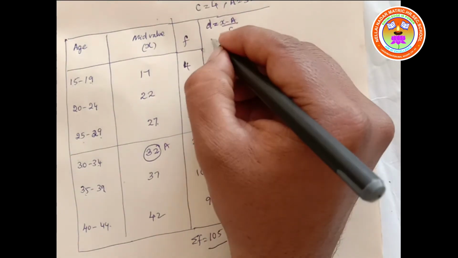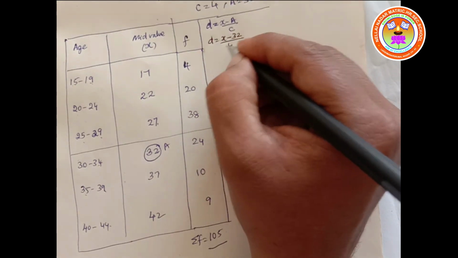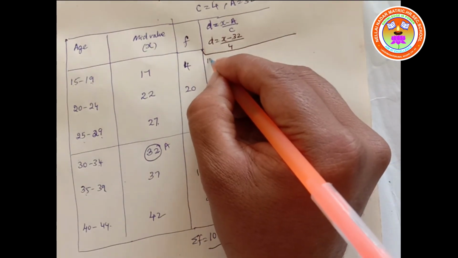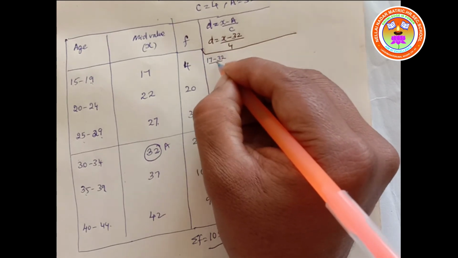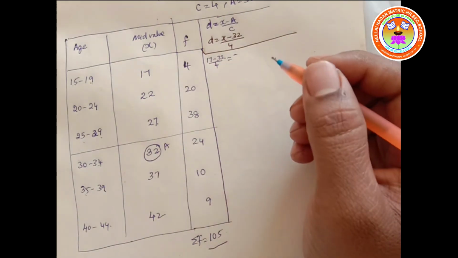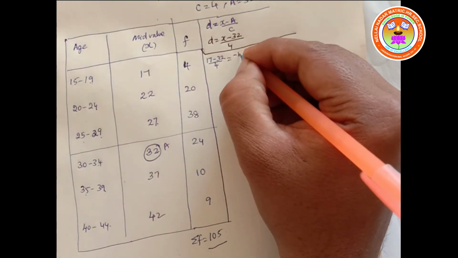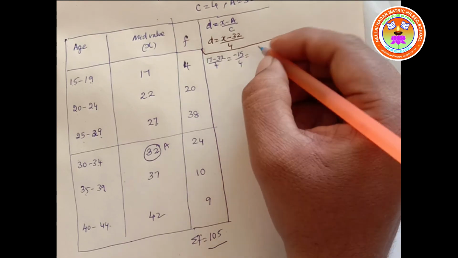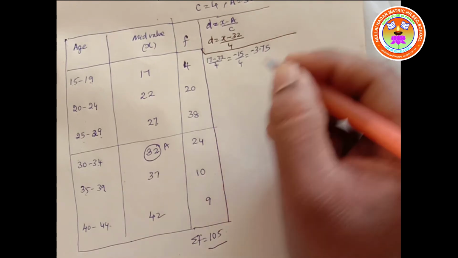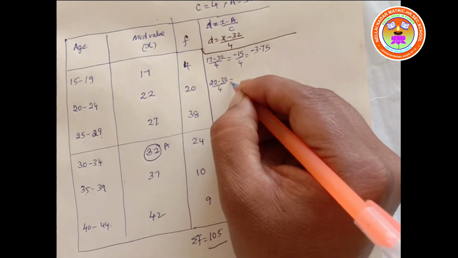Then d is equal to what? D equal to x minus a, which is 32, divided by c, which is 4. It's clear, children? Right. Now we will calculate. X is what? 17. 17 minus 32 divided by 4. It's clear, children? That is minus 15 by 4. 4 threes are 12, so you get minus 3.75.